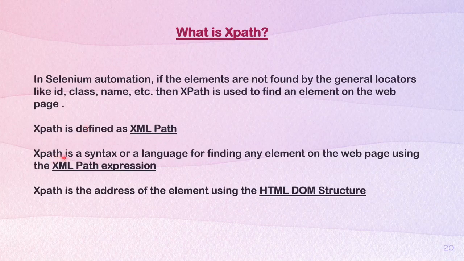Now, XPath is basically a syntax or a language for finding any element on the web page using the XML path expression. As I said, XPath is defined as the XML path, right? To find any element, we use the XML path expression. Now this XPath is the address of element using the HTML DOM structure. By using the HTML DOM structure, we will find the XML path expression. Now what is this HTML DOM structure?